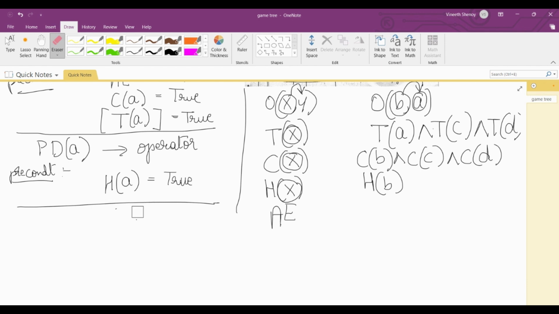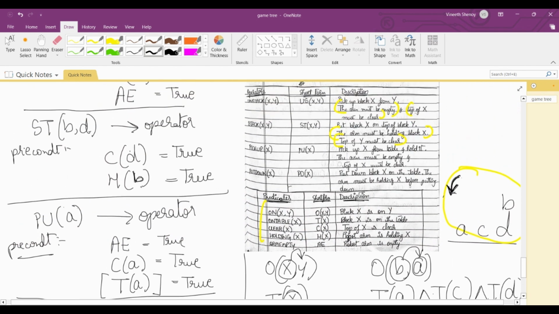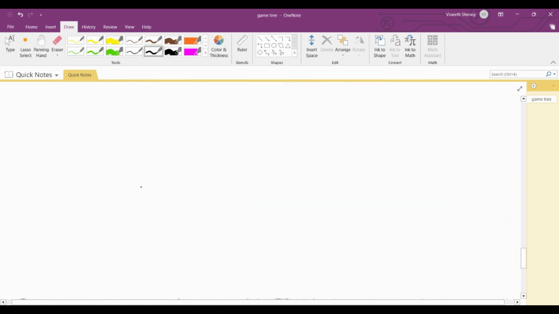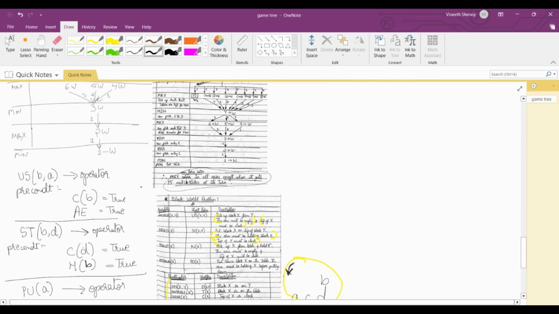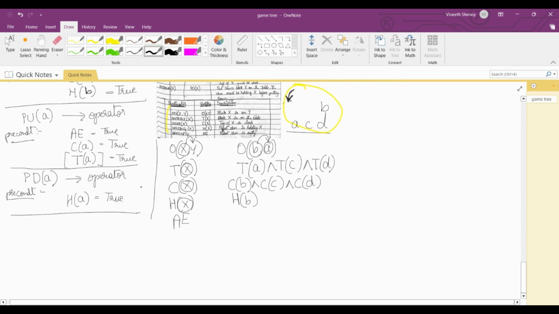So the only possible condition is to put down a block, the arm must be holding it. So holding of A. Only if that condition is true, you can put down A on top of the table. So these are the operators and predicates of the block world problem. Next, we will solve a problem using goal stack.